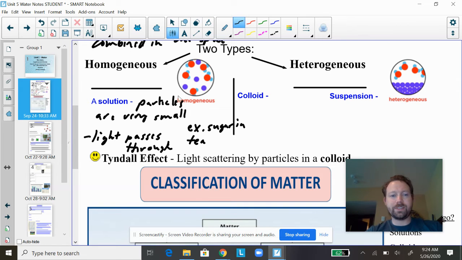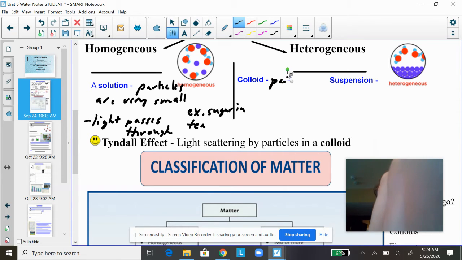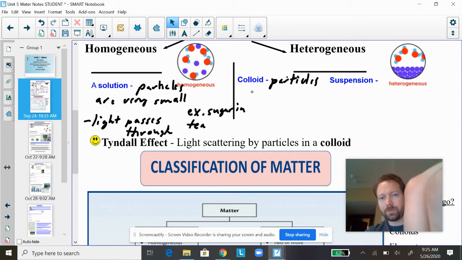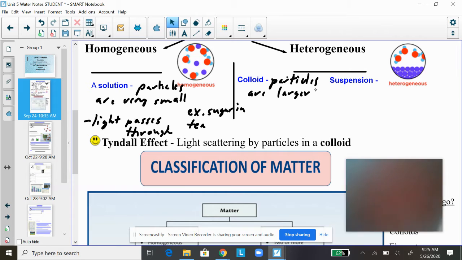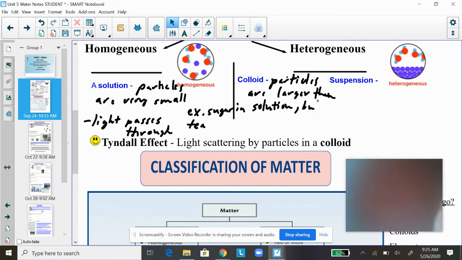Now, this is different than a colloid or a suspension. In colloids, particles are not as big as suspensions, but are larger than solutions. So particles are larger than solution, but smaller than suspension.